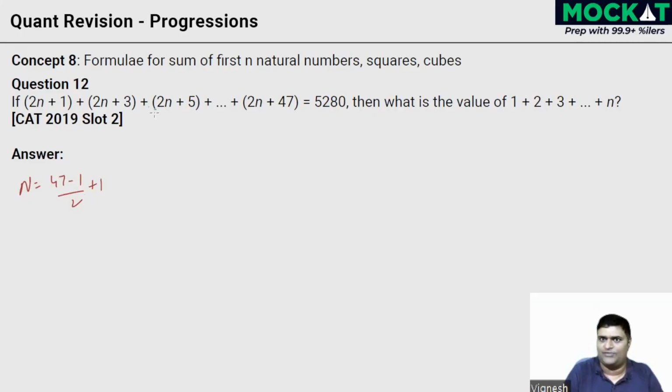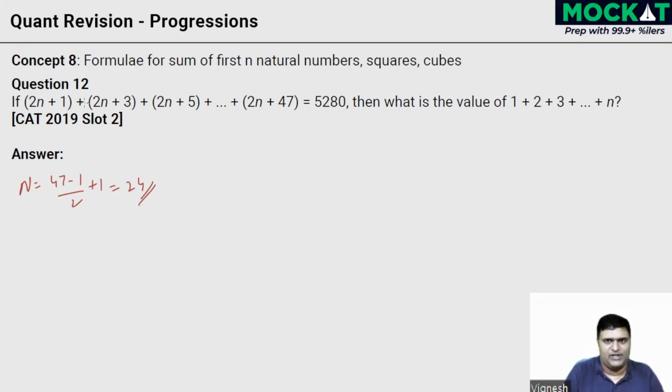That's counting the number of terms in an AP. Last term minus the first term, divided by the common difference, plus 1, is the number of terms. That's going to give me 46 by 2, which is 23, plus 1, 24 terms. Now, a few other things, if you remember, you would be pretty quick.